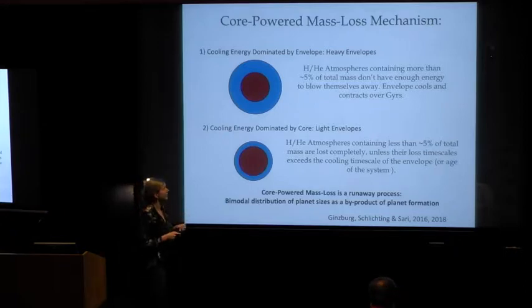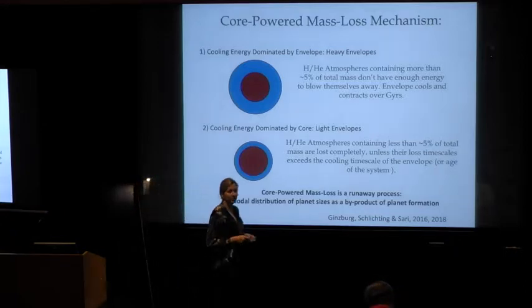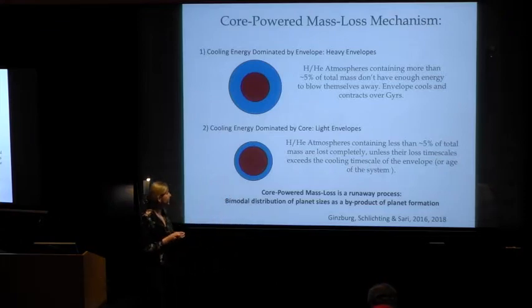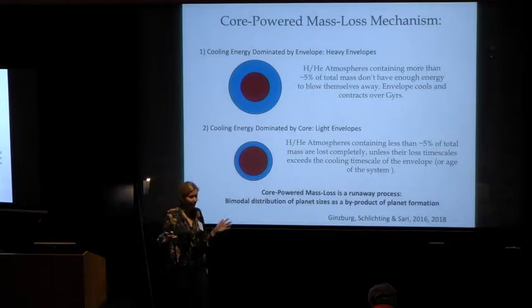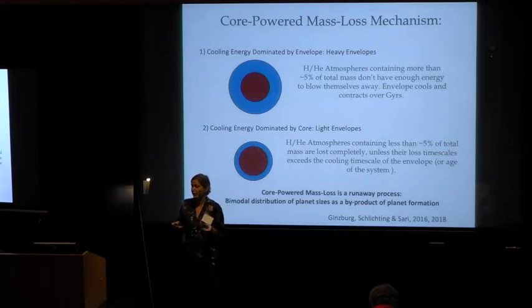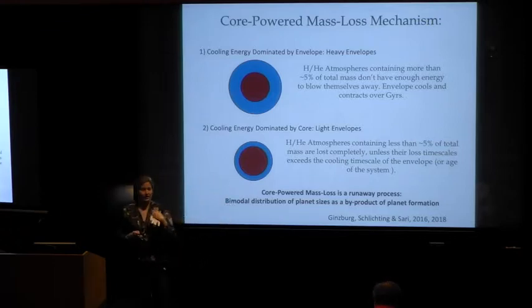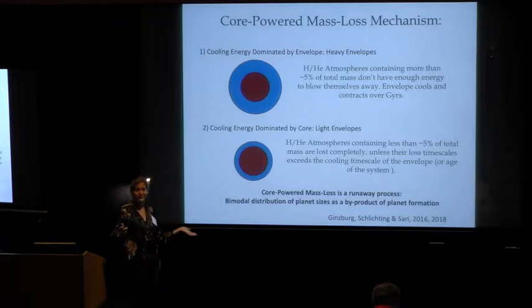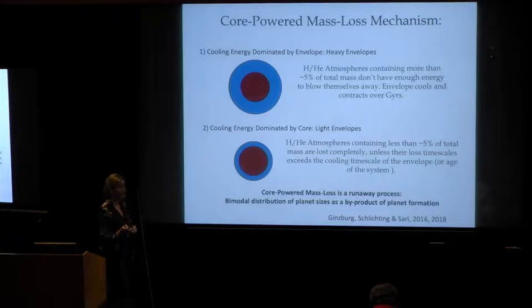Okay, so just to summarize these two parts, what I'm telling you is the final outcome of your planet depends on where most of the heat capacity of your system is. If you accreted more than roughly 5% of your total mass in hydrogen-helium, you get to keep this and shrink and contract. If you accreted less than those 5%, then your cooling energy is dominated by the core, and you can actually lose your entire envelope. Okay, so we expect sort of a bimodal outcome as a result of just the planet formation part.